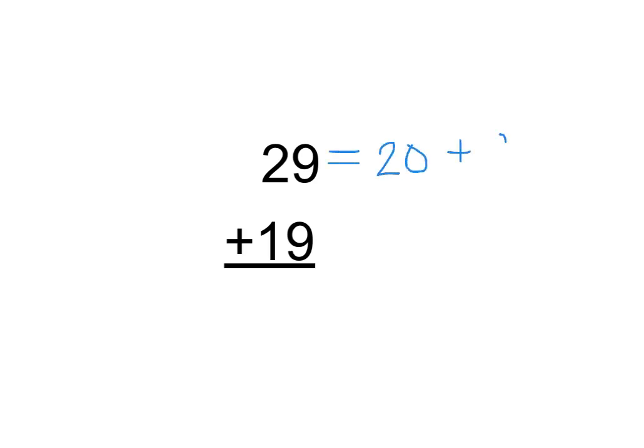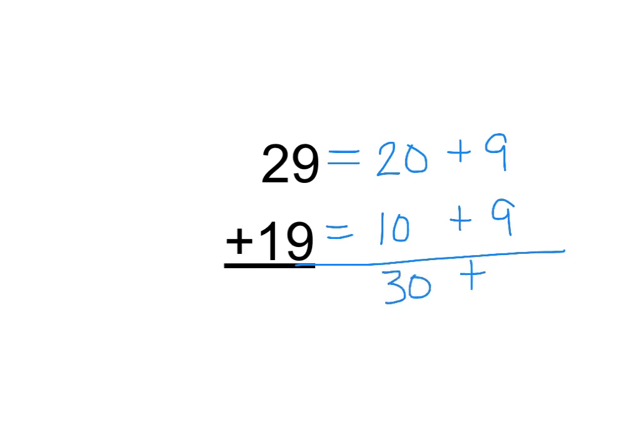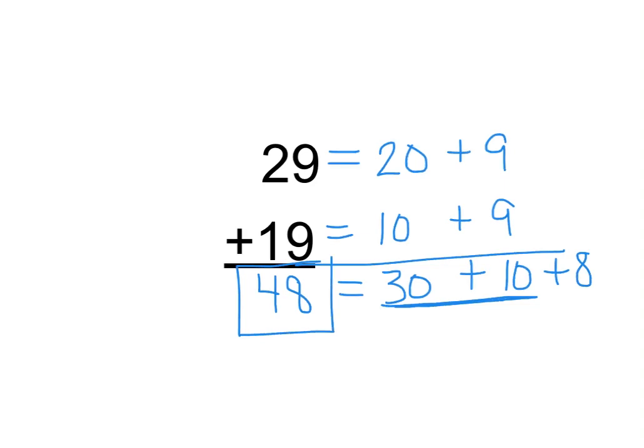20 plus 9. 10 plus 9. 30 plus 10 plus 8. The reason I write my 18 in expanded is because 30 plus 10 is easier to add. So 40 plus 8 is 48. Nice job. I really love expanded form. We're going to do some big hard problems, and you will love them.